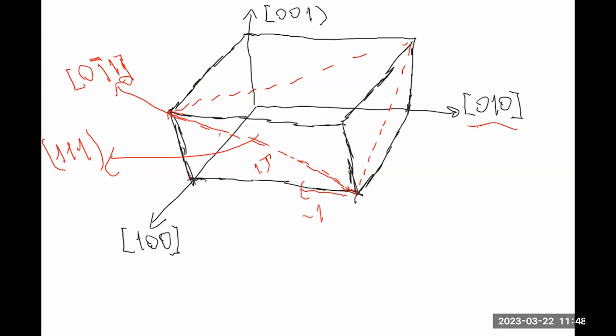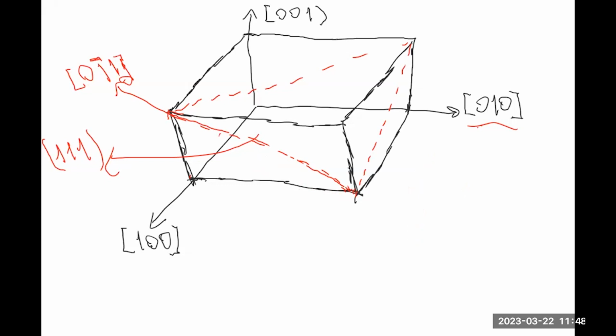So along x, we don't change anything. We don't go this way. This is 0. Along y, from here to here, we go in the negative direction. And from bottom to up, we go +1 in the z direction. Therefore, it is 0, -1, 1.